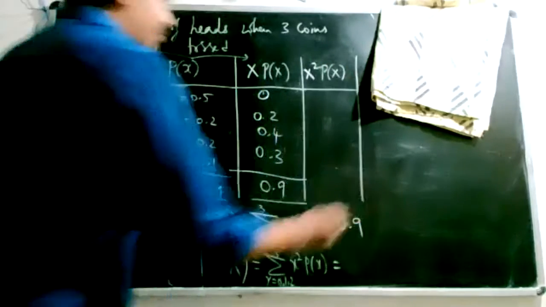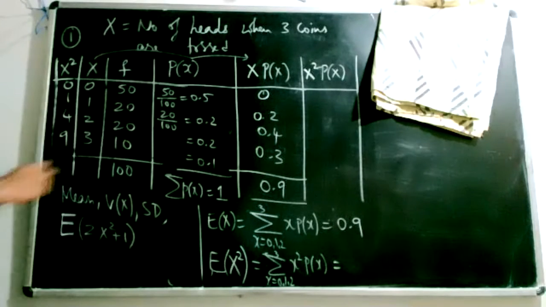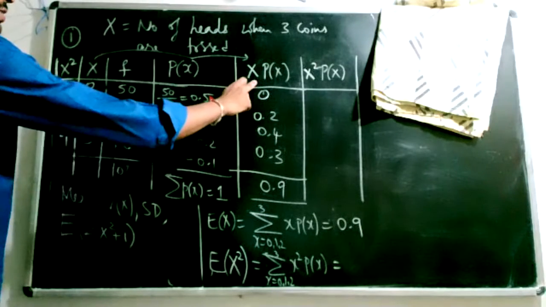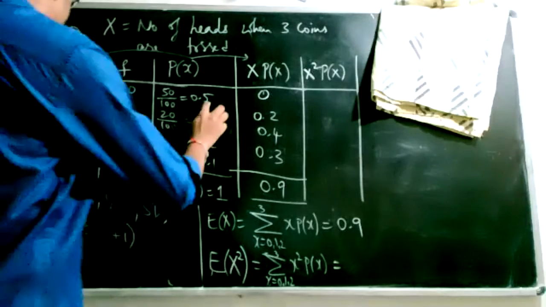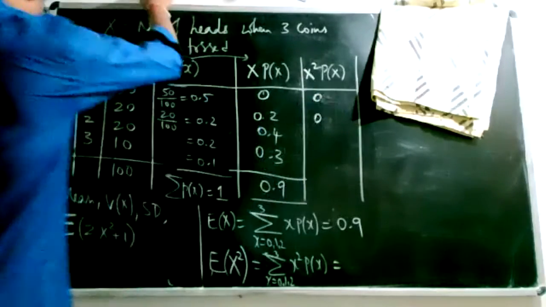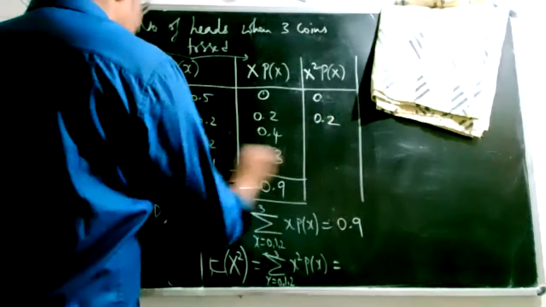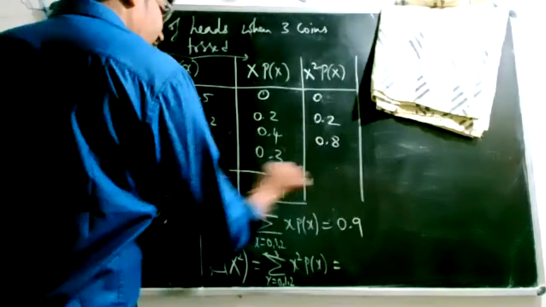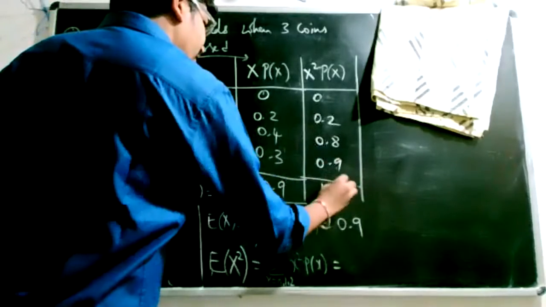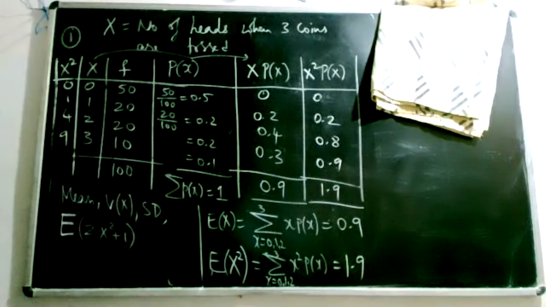Now do x square into px. In the frequency distribution, you were computing x square and then doing f into x square. Here it is p of x into x square. So I'll have 0.5 times 0, then 0.2, 4 times 0.2, 9 times 0.1. The total comes to 1.9. Therefore, E of x square is 1.9.